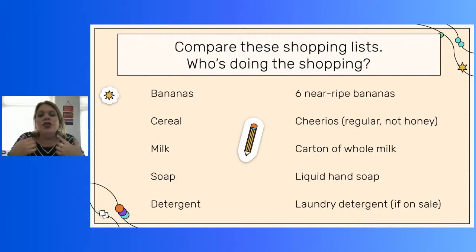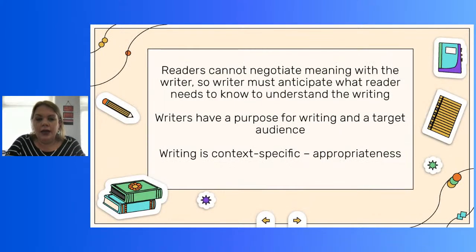Do you see? So what do we want to show here? What we want to show is that all writing is done for some type of audience, right? And we need to take into consideration who the audience is, who the target reader or readers is or are, in order for us to develop writing better, because we need to keep them in mind in order for us to best express ourselves through our writing, right? Depending on what information they may need, okay? So readers cannot negotiate meaning with the writer. So the writer must anticipate what the reader needs to know to understand the writing. This was a perfect example, right?